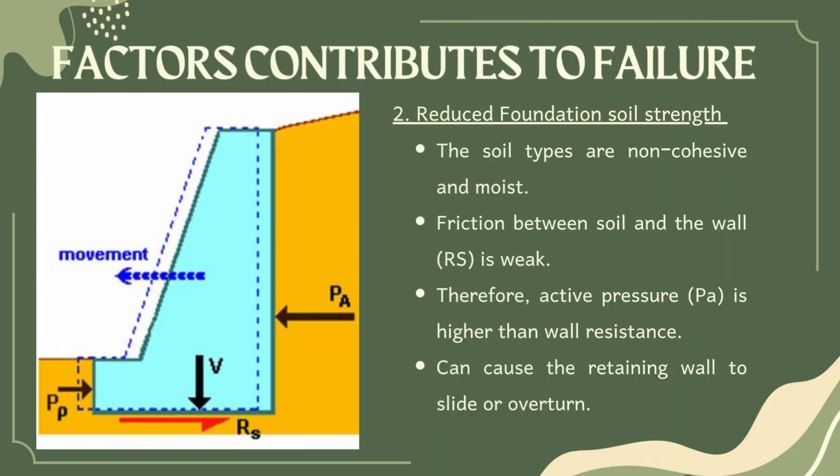The second factor that contributes to failure would be reduced foundation soil strength. The soil types might be non-cohesive and moist, thus the friction between soil and the wall is weak. Therefore, active pressure is higher than wall resistance. This can cause the retaining wall to slide or overturn.